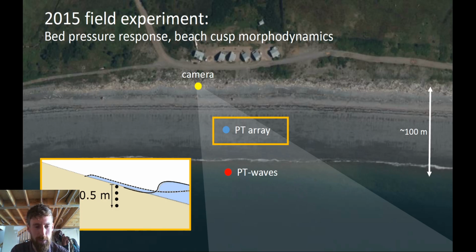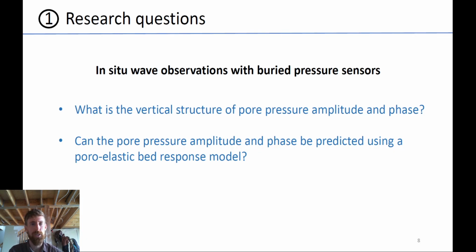So here's a small schematic of the vertical array of sensors. They were buried spanning the upper half meter of the sediment column. So questions associated with this first section: what is the vertical structure of pore pressure, amplitude, and phase, and can the pore pressure, amplitude, and phase be predicted using a poroelastic bed response model?